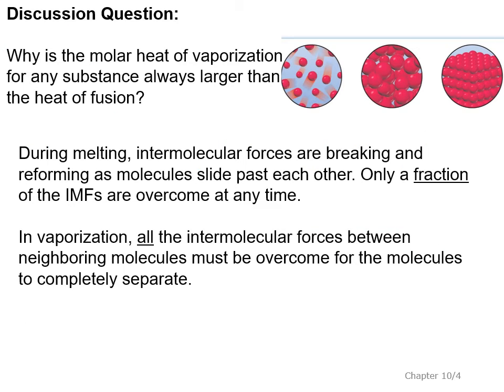So a discussion question you might see on the AP exam would say, why is the molar heat of vaporization for any substance always larger than the heat of fusion? Well, if we look at what's going on during melting, intermolecular forces are breaking and reforming as molecules slide past each other, so only a fraction of the IMFs are overcome. But in vaporization, all of the intermolecular forces between the neighboring molecules have to be overcome for the molecules to separate completely in the gas phase.